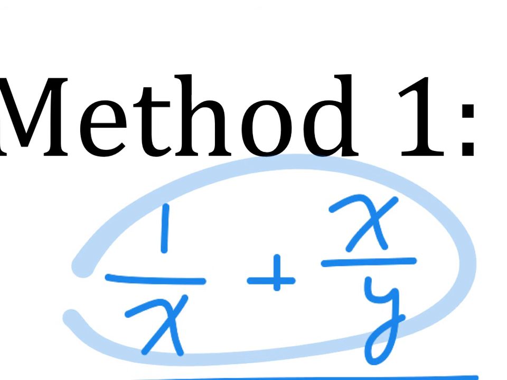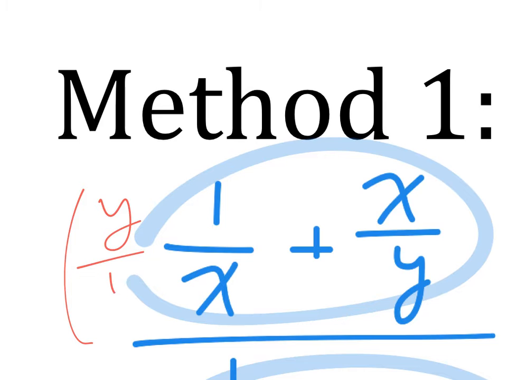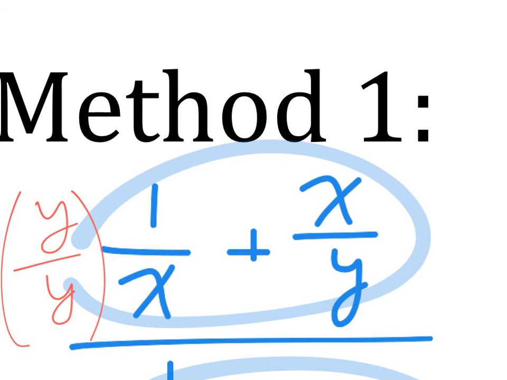Okay, so first you would basically do them separately. How would you simplify that fraction? You need a common denominator, right? What's the common denominator? X. Correct. So then what do you need to multiply on the left? Y over y. And then on the right? X over x.